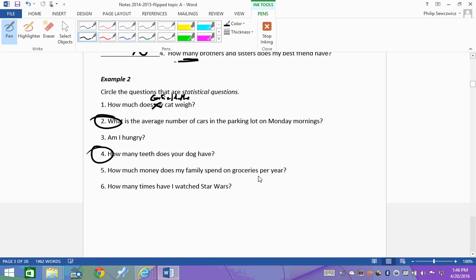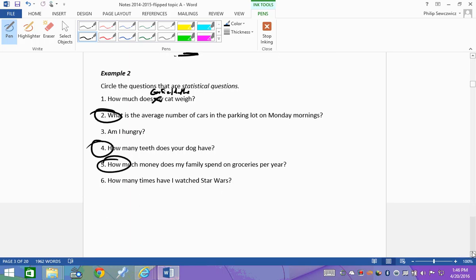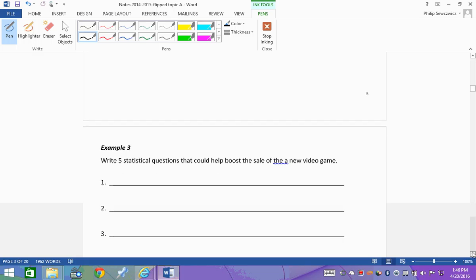So again, we do have to look at our different options that are there. How much money does my family spend on groceries per year? Well, that's going to change from year to year, so that one is statistical. How many times have I watched Star Wars? So if we're talking about one person, there's going to be one answer. That is not a statistical question. All right.